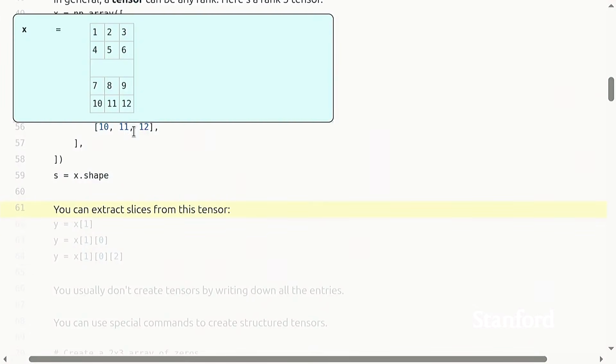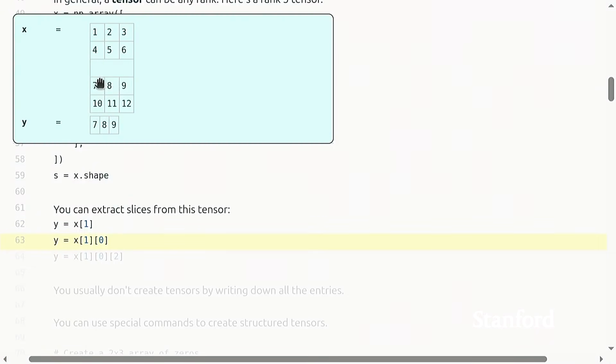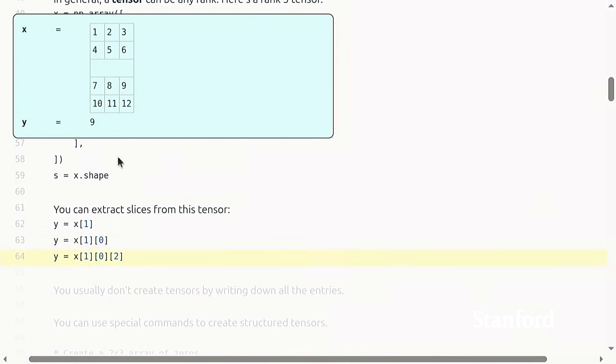So given this tensor, you can extract slices. So for example, if you index into 1, this is the 0th element, and this is the first element of x, and so y is this. You can further slice into the 0th component of that, which will give you the row 0 of this piece. And then you can slice into that, and you get the second element of that, which gives you 9. Okay.